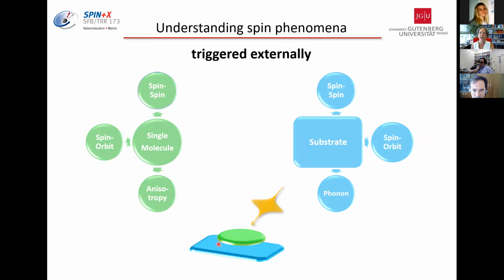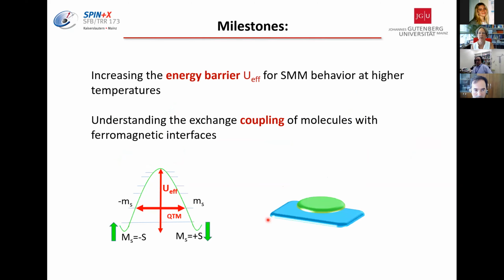Okay, and finally, what we would like to see is, not only that it's complicated, we would like to understand the spin phenomena, and then we would like to understand how we can trigger them externally. So this is the ultimate goal. Of course, in between the ultimate goal, we have to put some milestones. The very first milestone we put here is that we would like to have a molecule which has a huge energy barrier. So in either case, a single molecule magnet that we put on the surface. And then of course, we have to understand the exchange coupling of the molecules with the ferromagnetic surface. So these are our milestones.